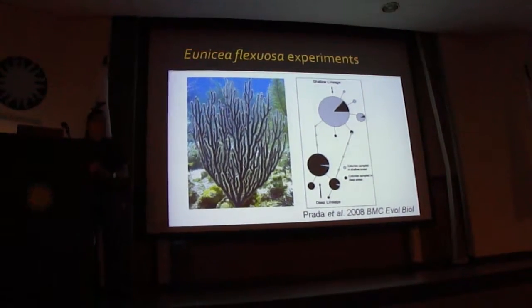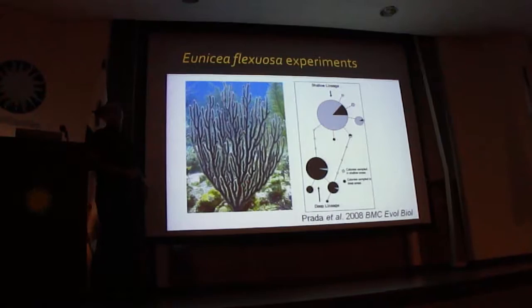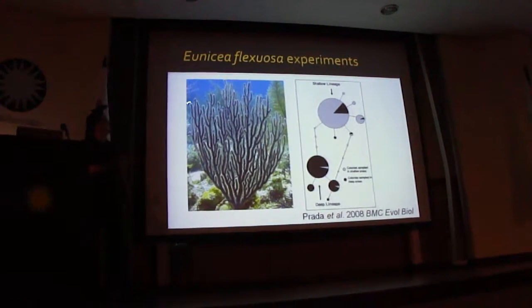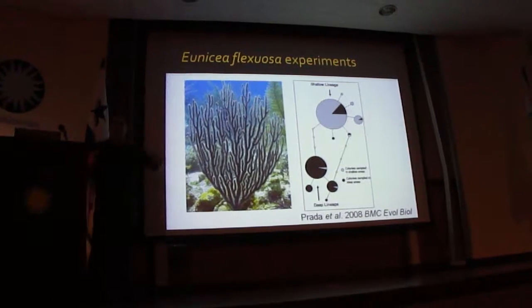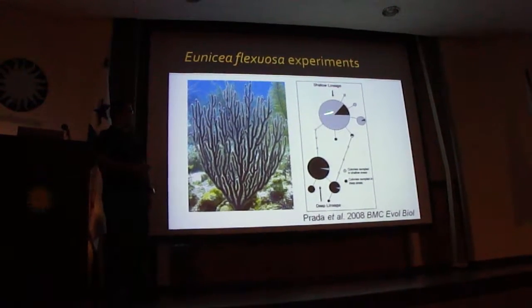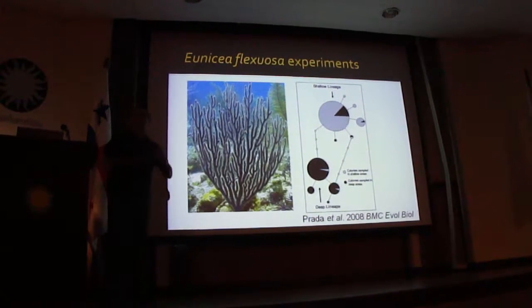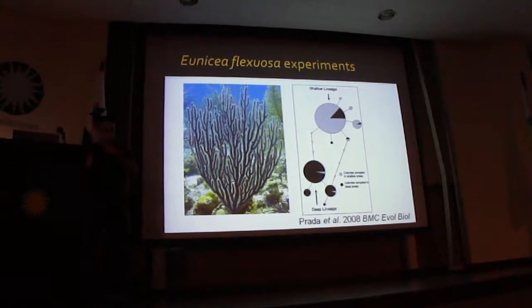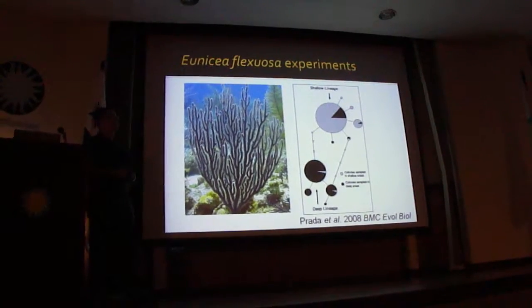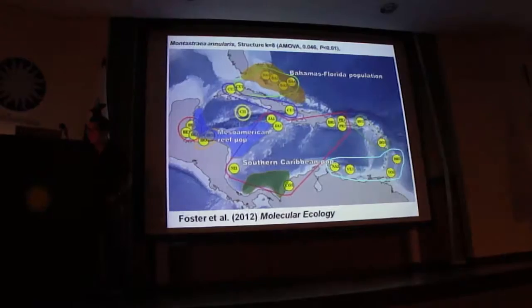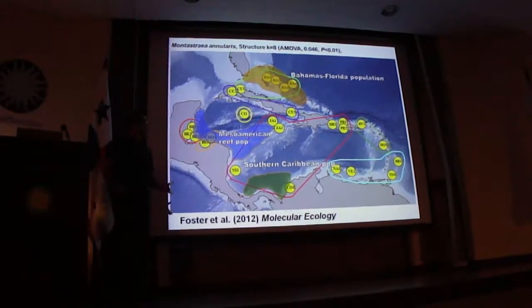Some people are finding similar results with another species. This is Flexuosa, another species living in all the different habitats. So Carlos Prada, in Puerto Rico, is also finding some differences responding to habitats. But previously, Kim and collaborators did the same in Florida, and they didn't find that. So there is an important geographical component.